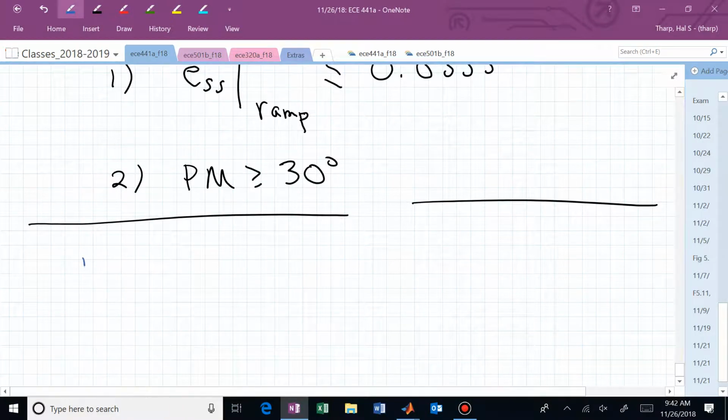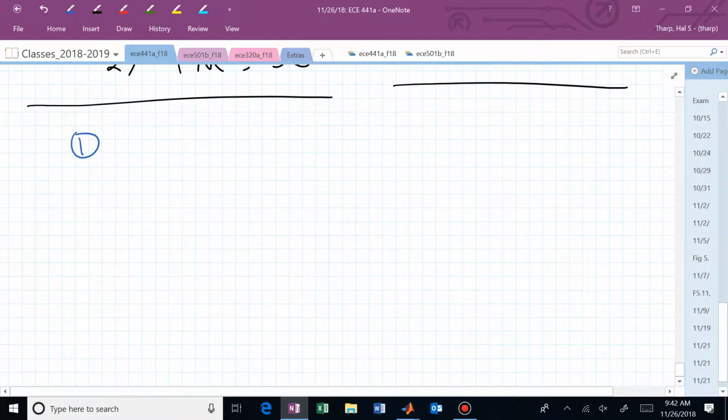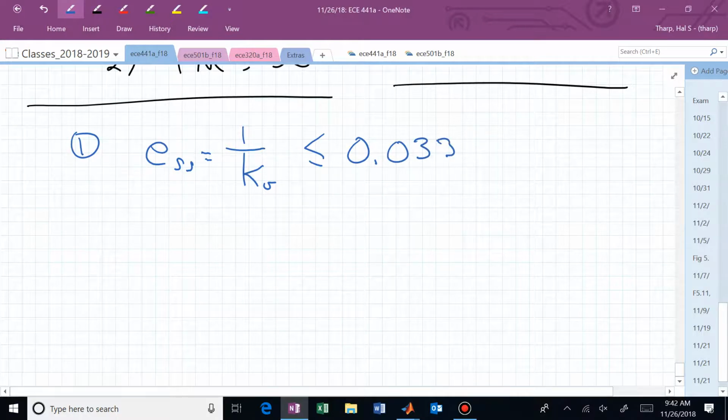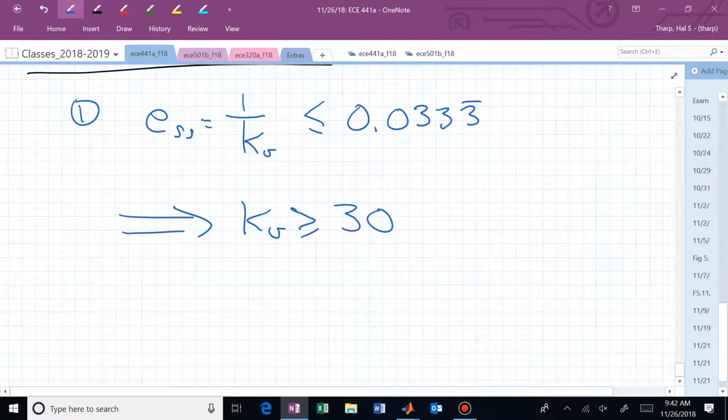So the very first thing we need to do is figure out K, which was not yet fixed in this system. We need to fix K before we can start drawing the Bode plot. Our steady state error is 1 over the velocity gain constant, and that was supposed to be less than this 0.0333 number. We can solve that for K sub V, and we can see that the velocity gain constant needs to be bigger than 30.